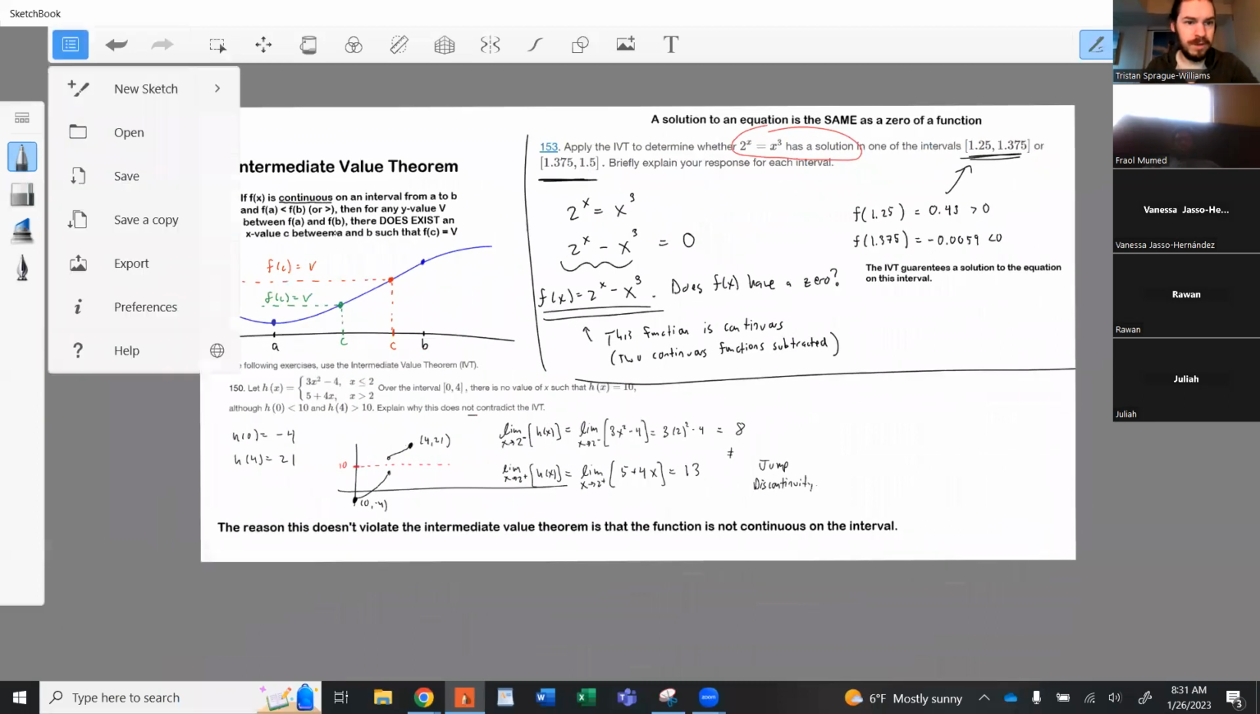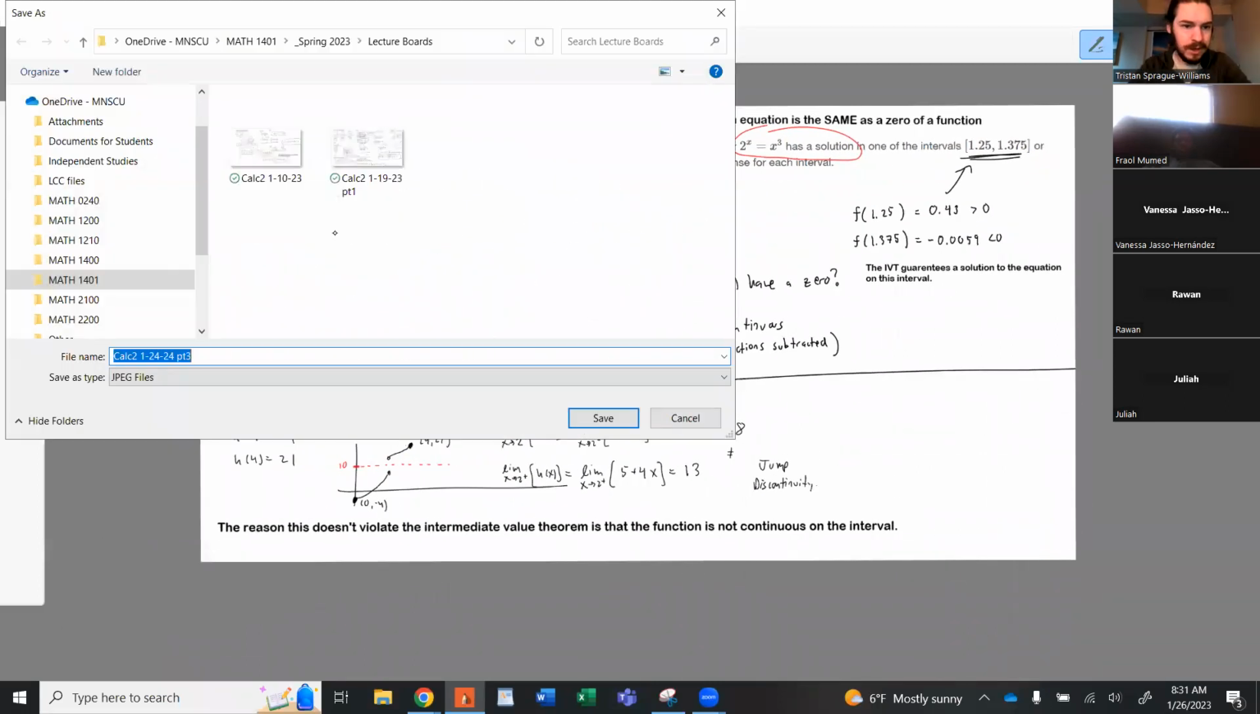Okay, so I'm going to export this page, and then we'll talk a little bit about the squeeze theorem.